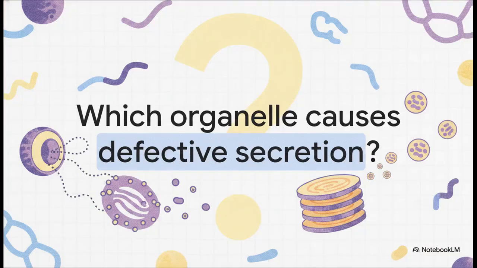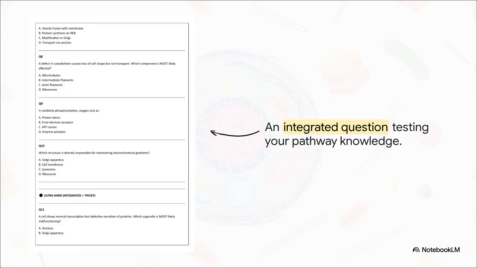Let's raise the stakes a bit with an integrated pathway question. Imagine a cell shows completely normal transcription, but it has defective secretion of proteins. Which organelle is most likely malfunctioning? Looking at this integrated pathway question, you basically have to trace the entire assembly line in your head. Is it the nucleus, the Golgi apparatus, mitochondria, or the peroxisome?